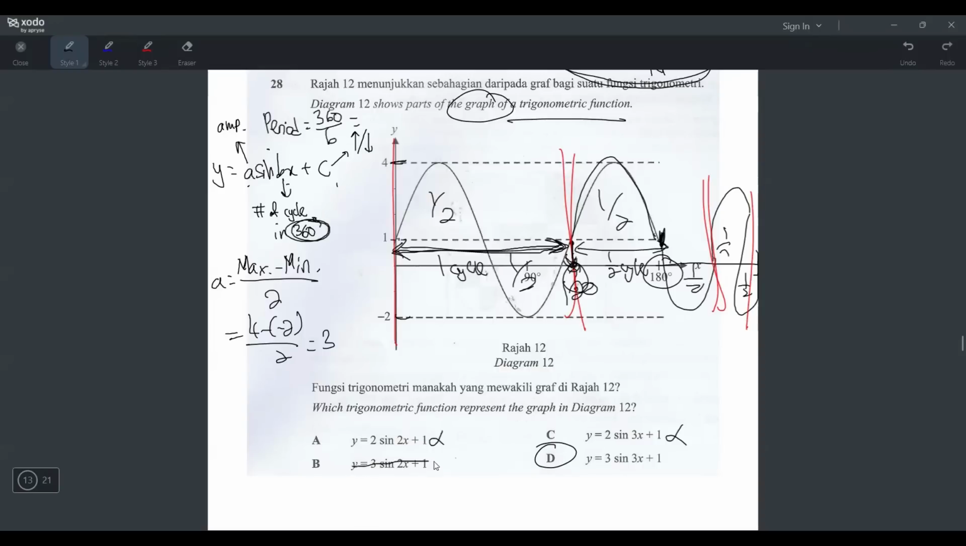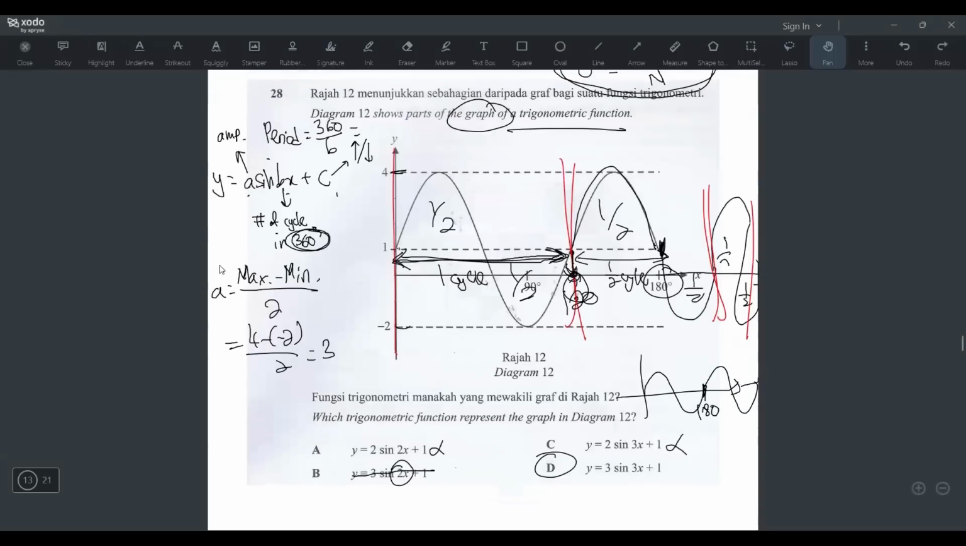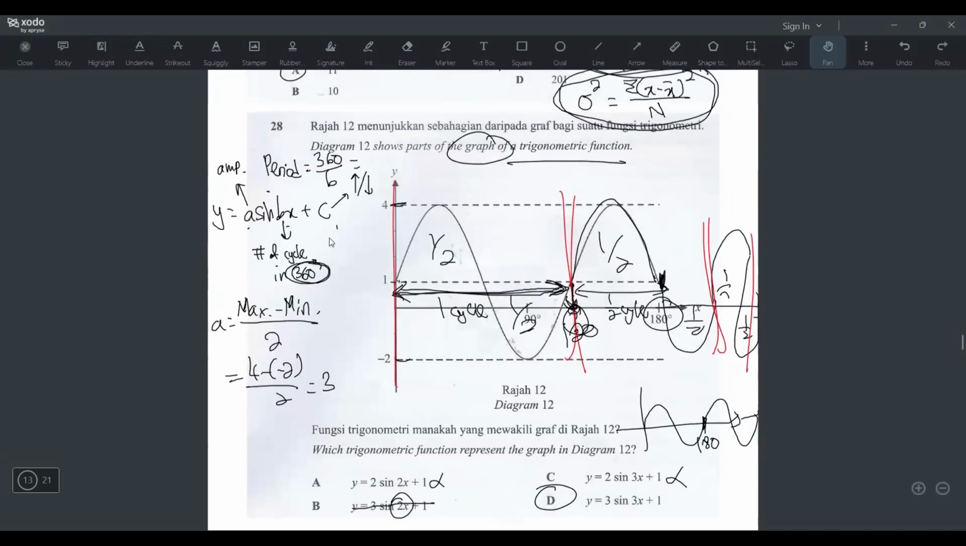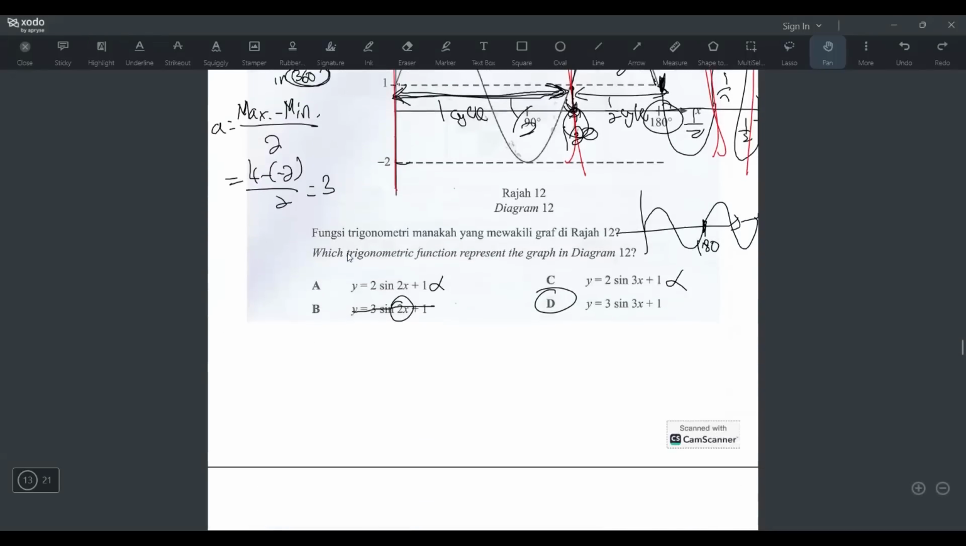Okay, B is not possible because they put sine 2x. Cannot. Sine 2x, the period will not be here. If it is sine 2x, the period will be at 180. It means one cycle here, the period will be 180. And by the time you reach 360, there will be two sine graphs, if the B is 2. But in this case, the B is 3, so that's why the correct answer is D. Okay, hope you understand. Let's continue.